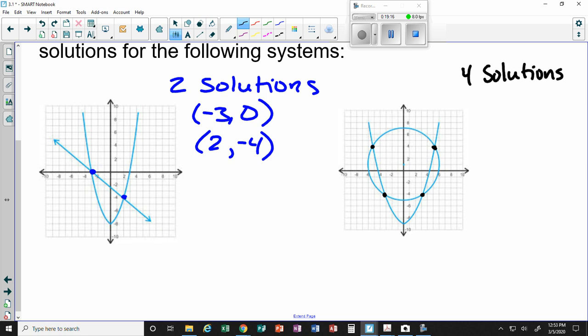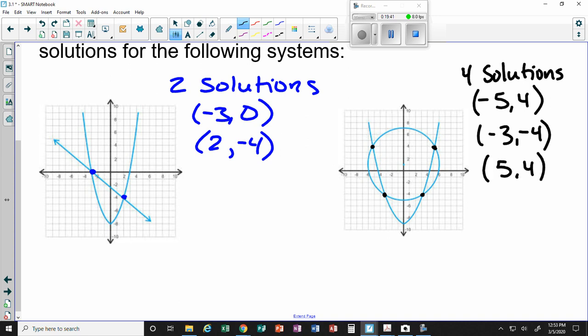So where are they? Careful, it's not negative 6, it's actually what? Negative 5, comma 4. I know they're kind of small on yours. Okay, and then what? Negative 3, negative 4. Then what? 5, comma 4, and 3, comma negative 4. Okay, that makes sense?